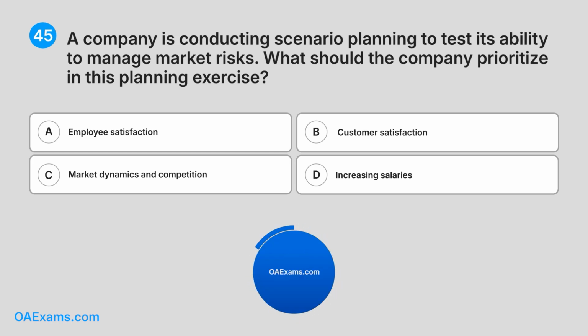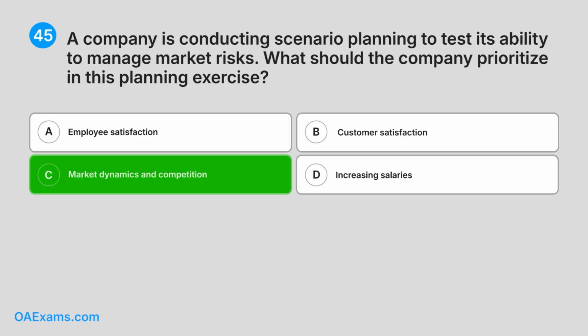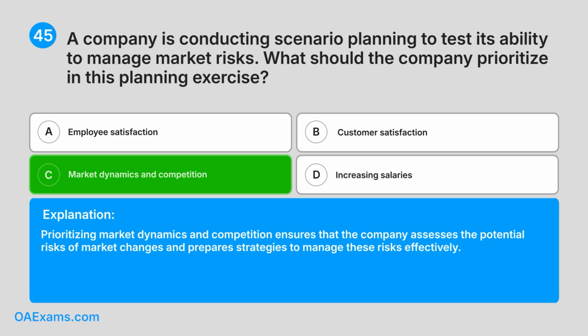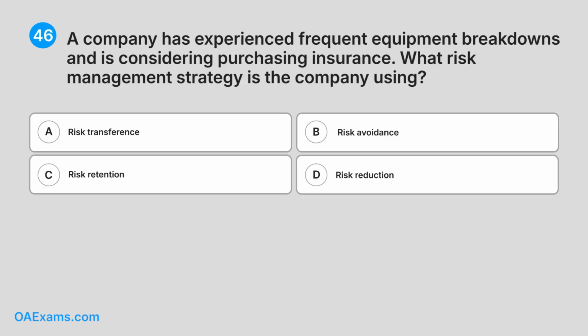Correct answer. C. Market dynamics and competition. Explanation. Prioritizing market dynamics and competition ensures that the company assesses the potential risks of market changes and prepares strategies to manage these risks effectively. 46. A company has experienced frequent equipment breakdowns and is considering purchasing insurance. What risk management strategy is the company using?